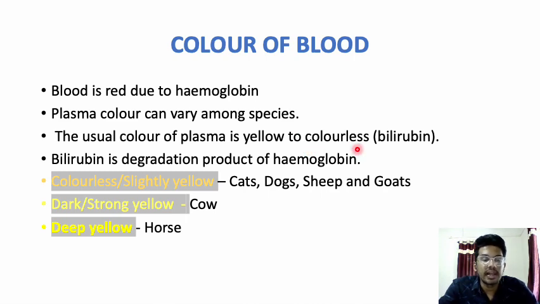What makes the plasma yellowish? It is because of the presence of bilirubin. If the bilirubin is more present, it will be more yellow. So bilirubin is actually a degradation product of hemoglobin, which we will see in the further slides. In case of cats, dogs, sheep, and goats, the color of plasma will be slightly yellow or colorless. In case of cow, it will be darker or stronger yellow in comparison to the previous species. In case of horse, the color of the plasma is very deep yellow.